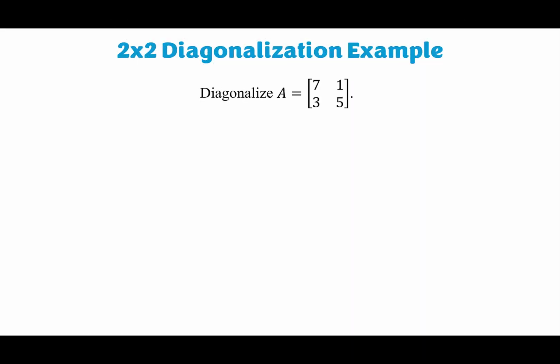If you have this 2 by 2 matrix, 7, 1, 3, 5, and you want to diagonalize that matrix, well, in the previous video, we saw how to find the eigenvalues and eigenvectors. So instead of going through the whole process again, I'll just state them here. One eigenvalue is 8, and an eigenvector corresponding to that eigenvalue is 1, 1. And so the meaning of this is that A times P1 is equal to 8 times P1.